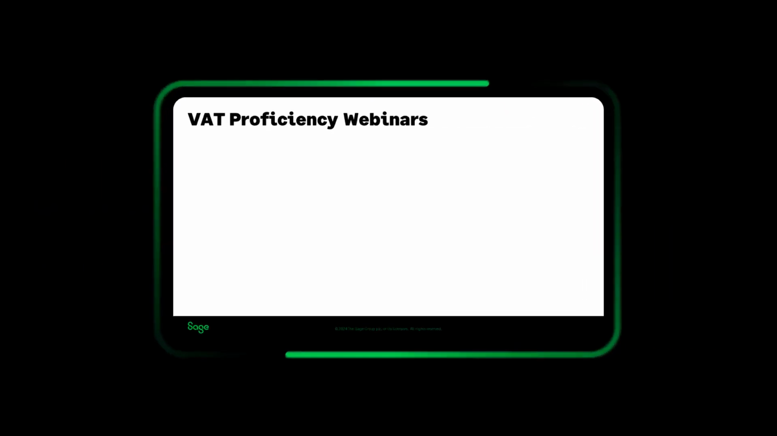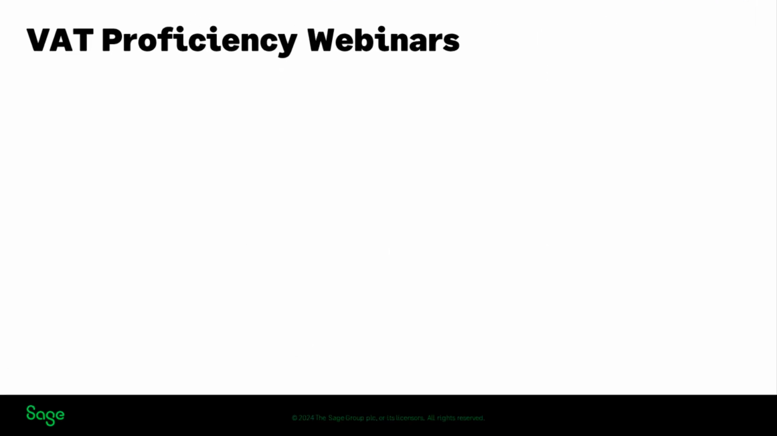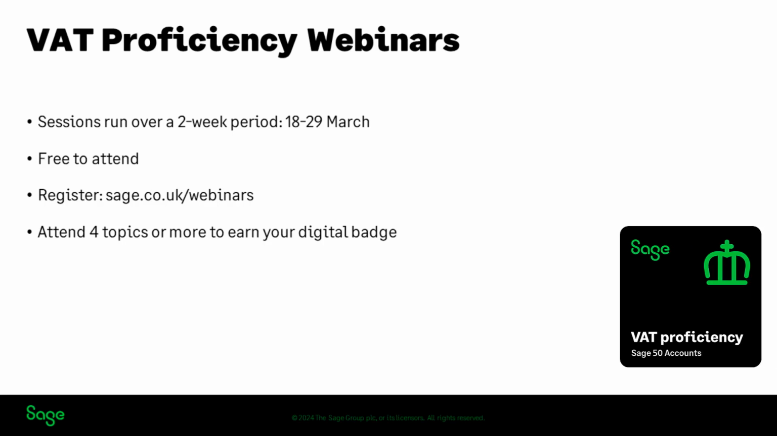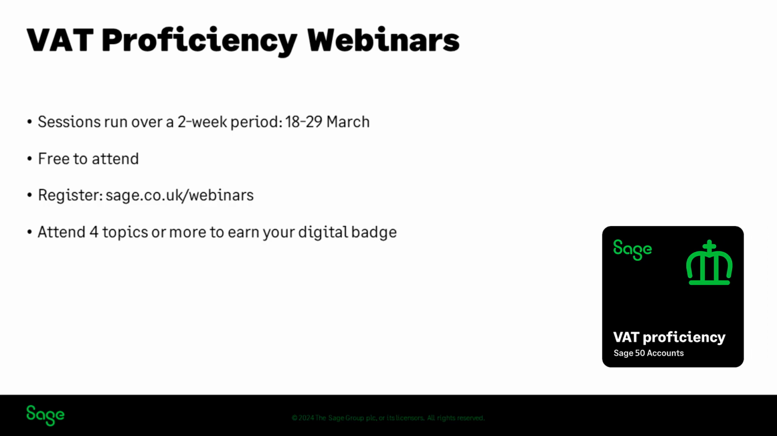Hi, I'm Jackie, and just to let you know that these sessions will run over a 2-week period between the 18th and 29th of March. As usual, they're free to attend. All you have to do is visit our registration page and choose the sessions you'd like to attend. If you attend 4 or more live sessions, they must be different topics. Then you'll automatically earn your VAT Proficiency Digital Badge. Get yourself registered and we hope to see you there.